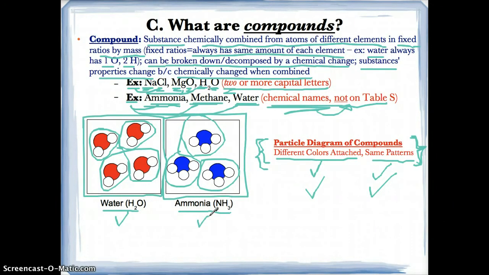That's how we know using particle diagrams. Do they have different colors attached to each other? Do they have the same pattern repeating throughout in each unit? If so, then we definitely have a compound in terms of the particle diagram. All right? So that's how you know.